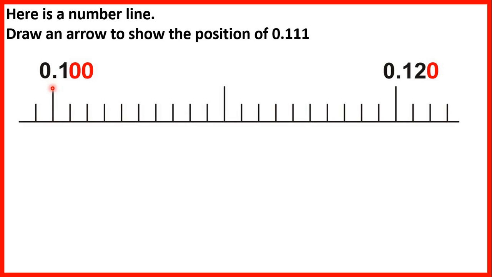So we can see that if this point here is 0.100 and this point here is 0.120, the point right in the middle will be 0.110. And then, because we want to write 0.111, that will just be 1,000th, so one line more, so we need to draw our arrow here.